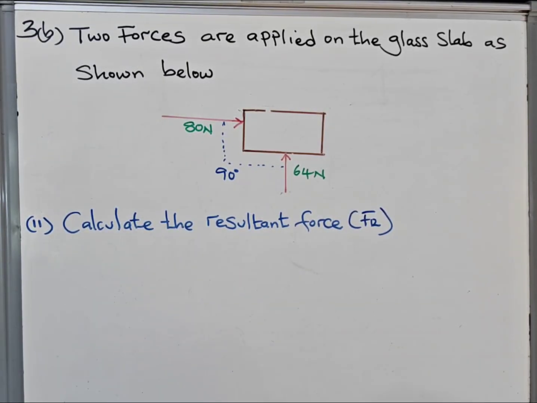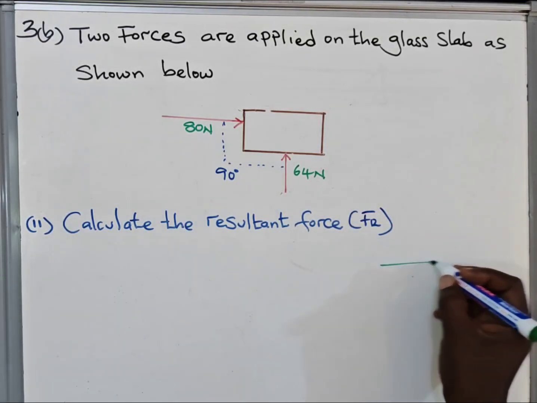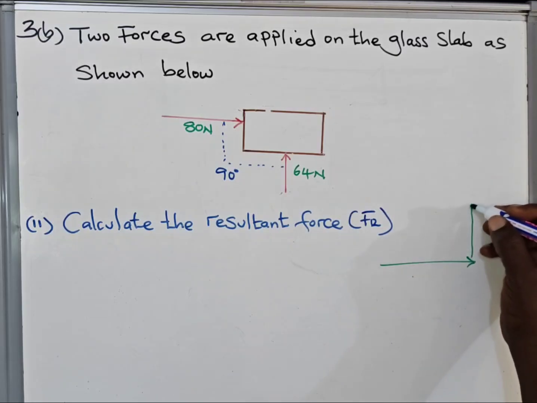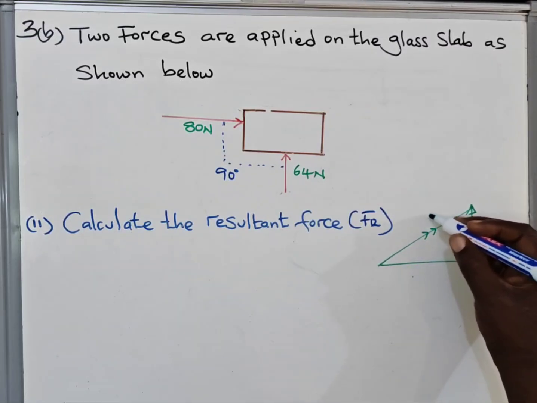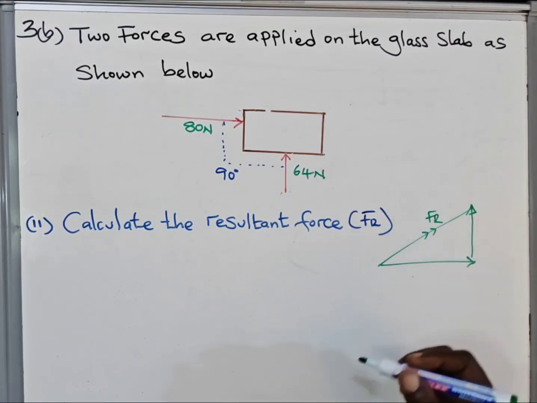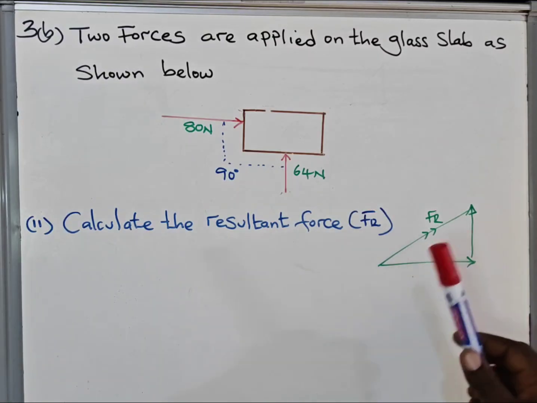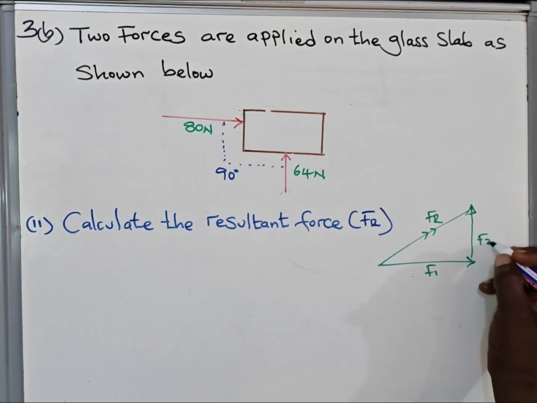Yes, how do you go about this? Here, you need to recall our vector diagram. It was like this and like that, and then this one was our Fr. Okay, now what are we determining? Suppose we call this one F1 and this one F2.